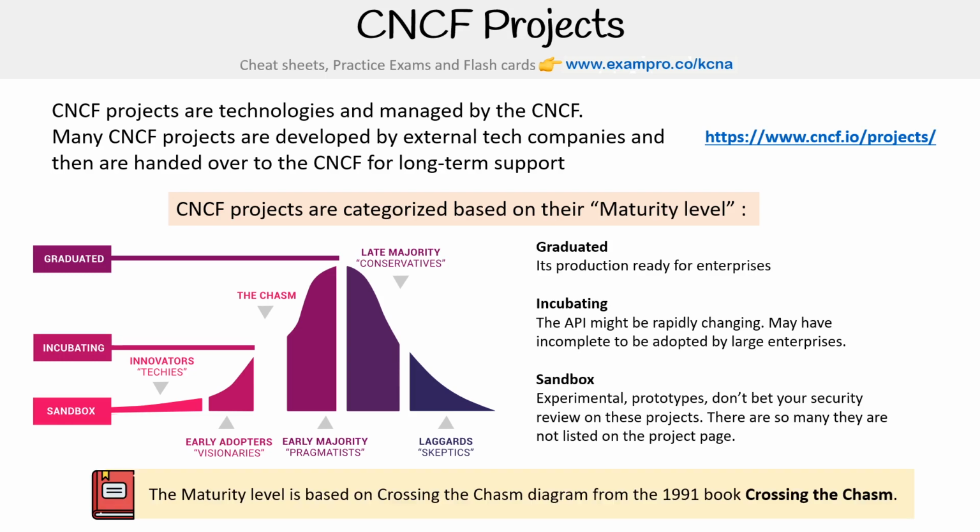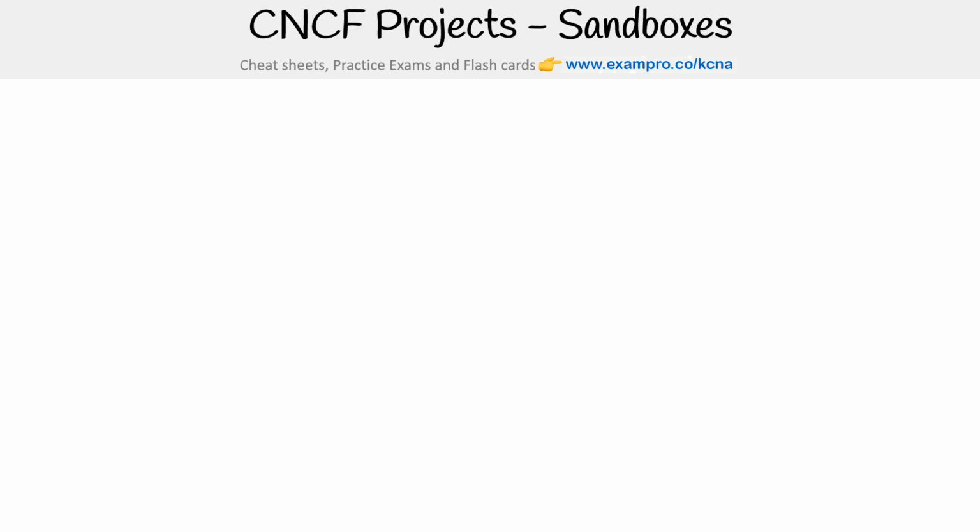There are so many sandbox projects, they're just not listed on the website. And the maturity level, again, is based off of this book called Crossing the Chasm, which is a diagram in the book from 1991. I don't particularly care for it. I'm not really sure why they use this model. I don't know if it's to try to sell more of those books or somebody in particular liked it and thought, yeah, that's a good framework to use. But it's fine. I would just prefer it being like stable or release candidate or something like that. But that's how they name them.